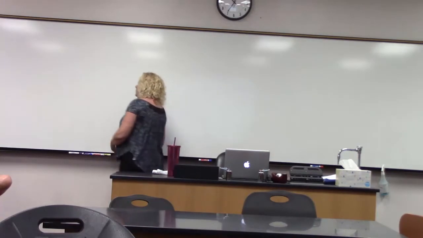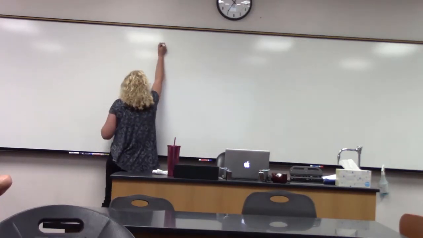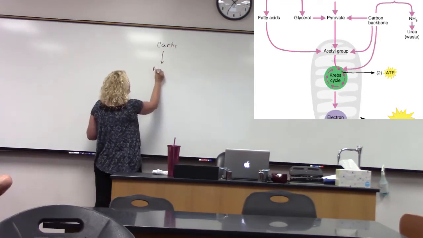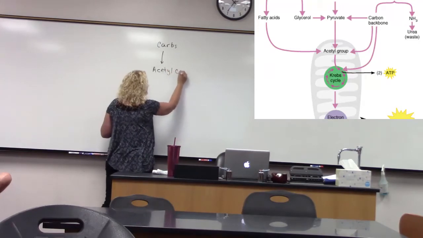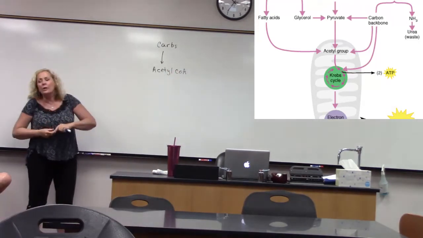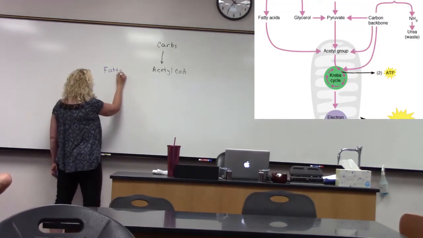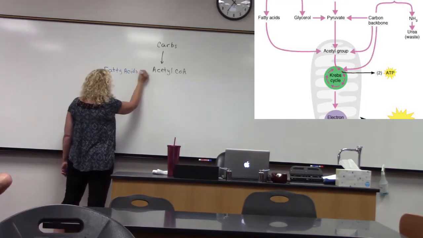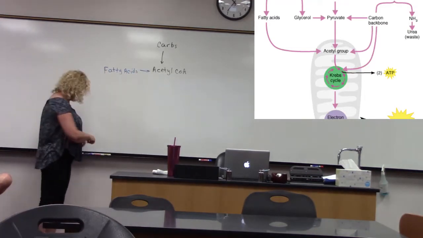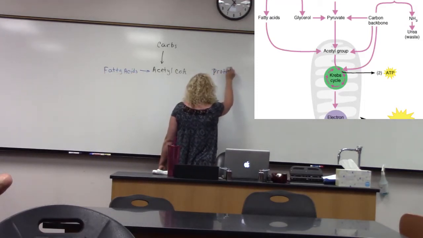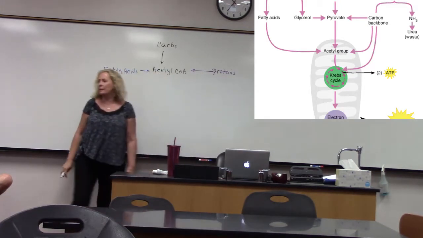Now, by the way, one other thing that I want to show you here is, in order to make acetyl coenzyme A, we can use carbs. So like our glucose and fructose, we can produce acetyl coenzyme A. But also to make acetyl coenzyme A, we can use fatty acids, and they produce acetyl coenzyme A. Breaking down proteins, and they turn into acetyl coenzyme A.